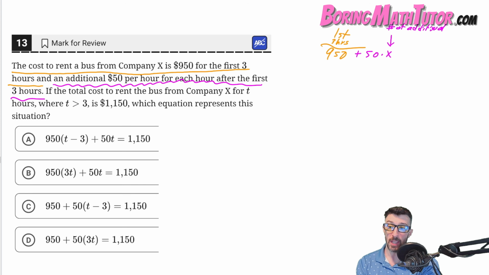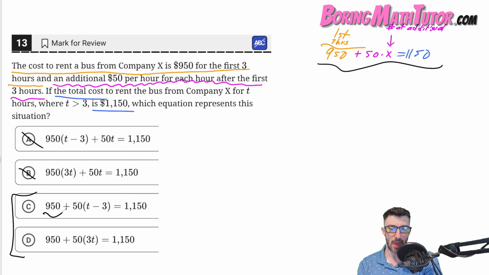So then they're telling us that the total cost is $11.50. So just by doing a little bit of basic setup, I can already tell that it's not going to be A or B. It's got to be $9.50. That's set in stone, plus 50 times a certain amount of additional hours. But if you think about how many additional hours there will be, if you're renting it for T hours, then there's going to be T minus 3.